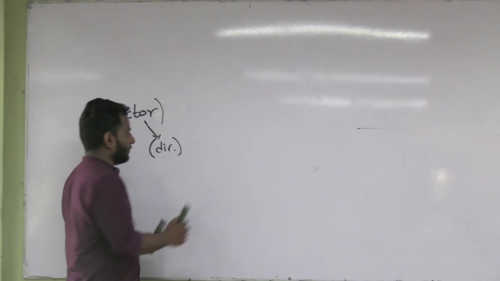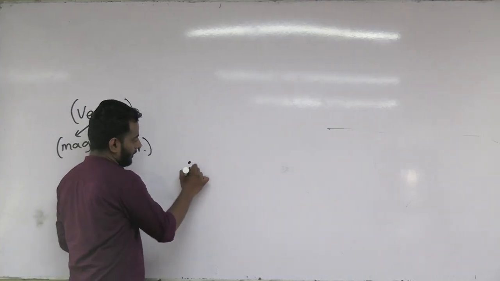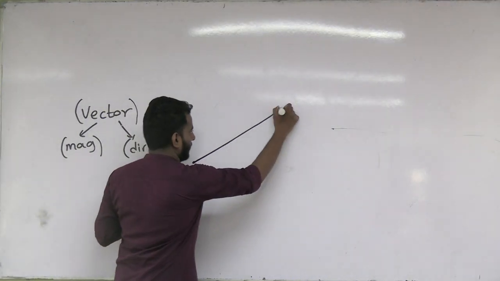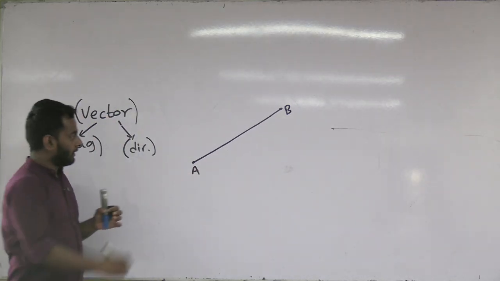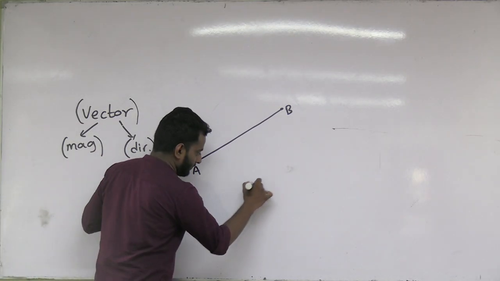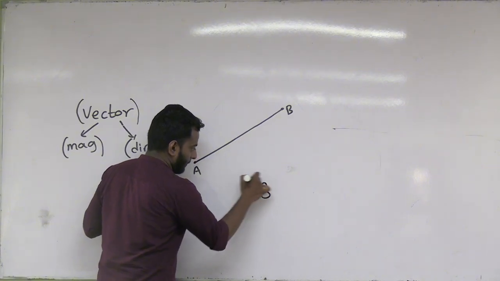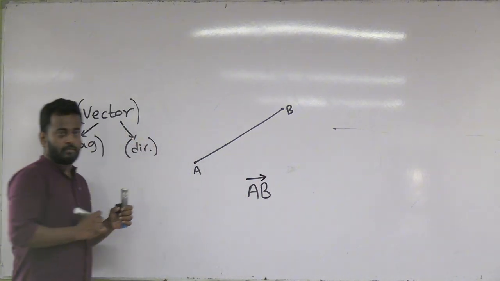So this is what we do. For example, we consider 2 points A and B, and I call this AB a vector. If AB is a vector, we write it like this. This is the vector AB.